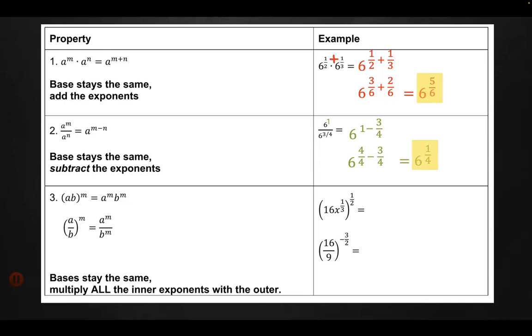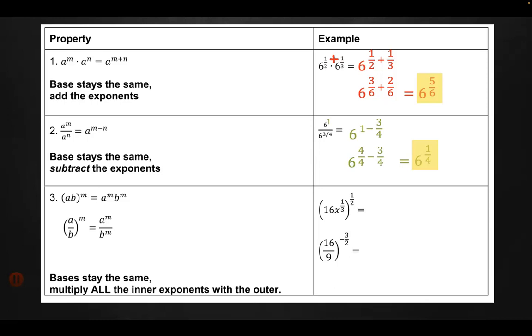Now in the third property, I do have another variable. So I don't just have A, I actually have a B there. So if I have a product between multiple, let's say, variables or terms, or I have a quotient, which is a fraction, all I'm going to do is I'm going to keep my bases the same, and then I'm going to take all the inside exponents, and you're going to multiply them with the exponent that's on the outside.